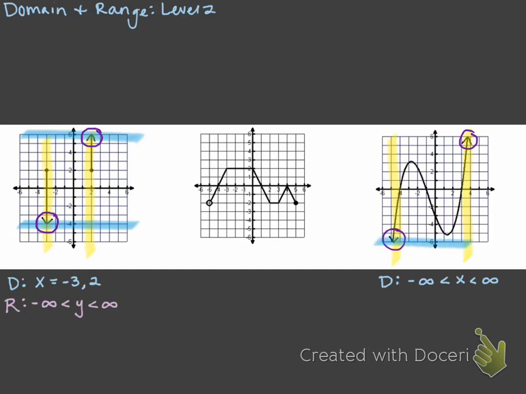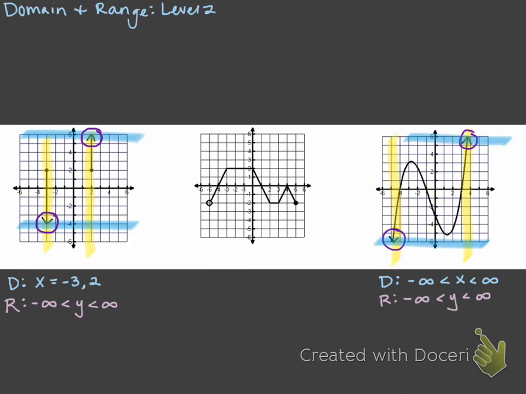All right, for our range, if we look at the lowest and highest values, once again, we run into our arrows, which means our range will span from -infinity, since it keeps going down in the negative direction, which is less than y, since y is our range values, and y is going to be less than +infinity, since that arrow continues up in the positive direction.